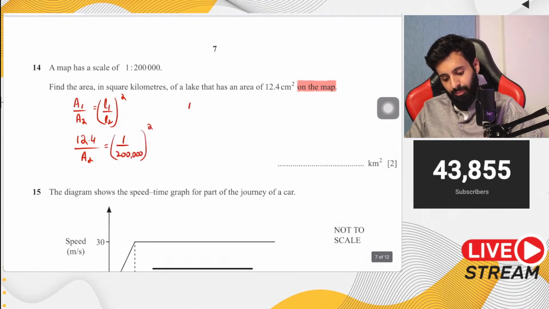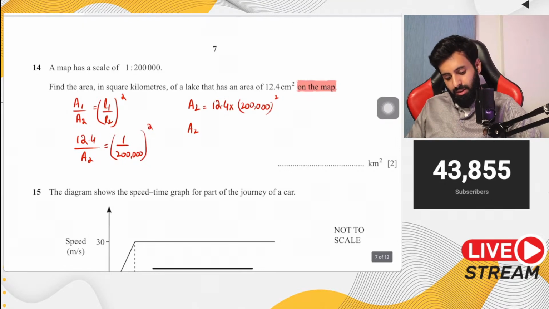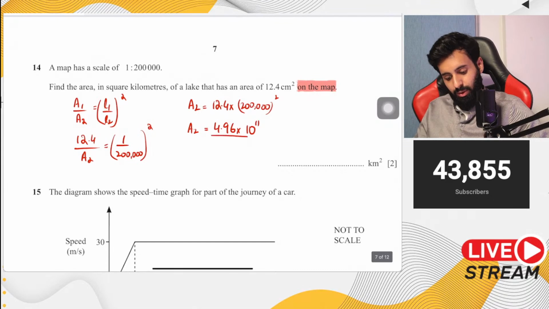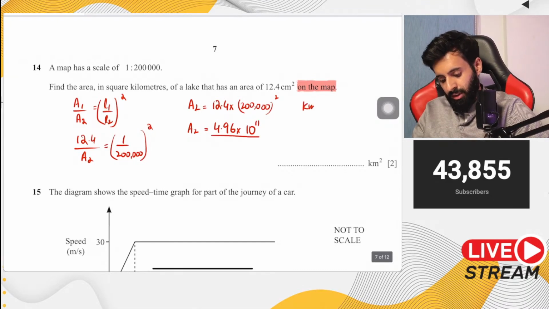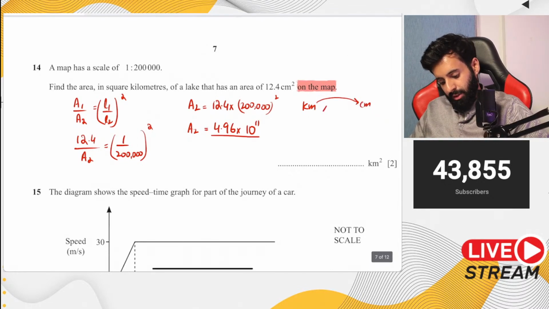Now if you cross multiply, here's what you get. A2 would be 12.4 into 200,000 squared. If you multiply it out, what you get is something like 4.96 into 10 to the power 11. But notice that you have to give your answer in square kilometers. So how do you go from kilometer to centimeter? You multiply by 100,000. That means if you want to go from centimeter to kilometer, you divide by 100,000.